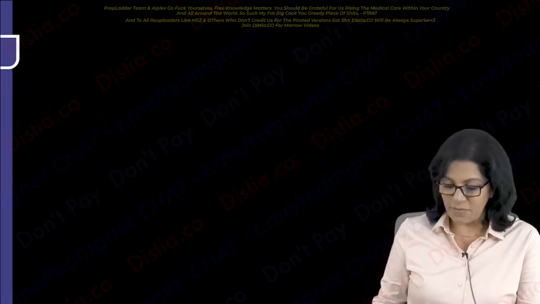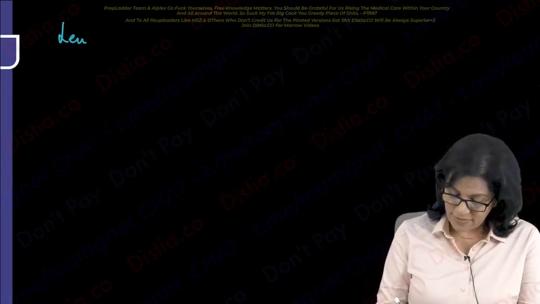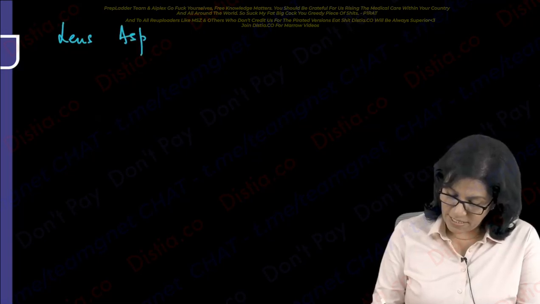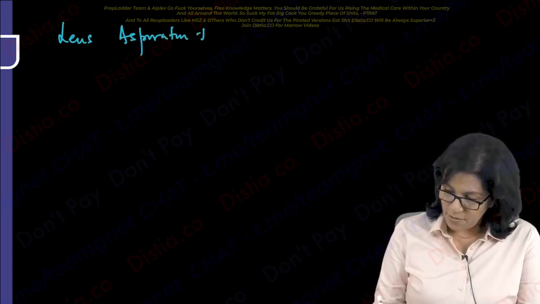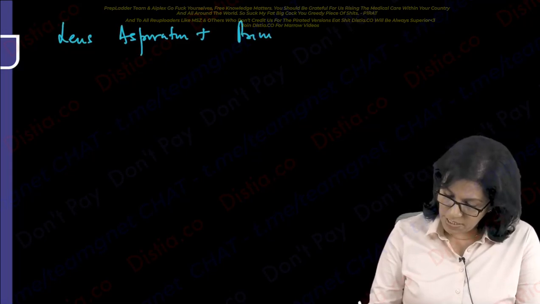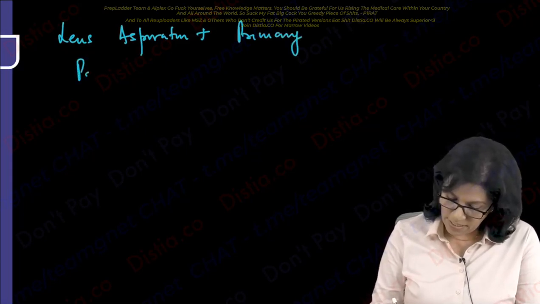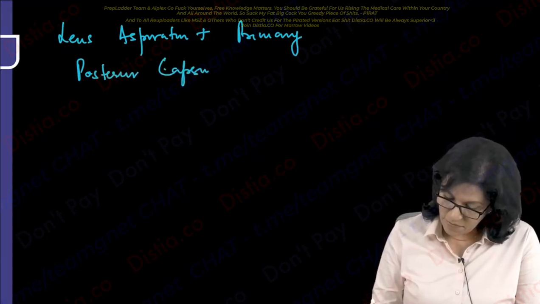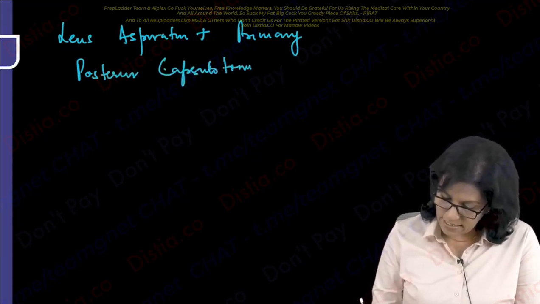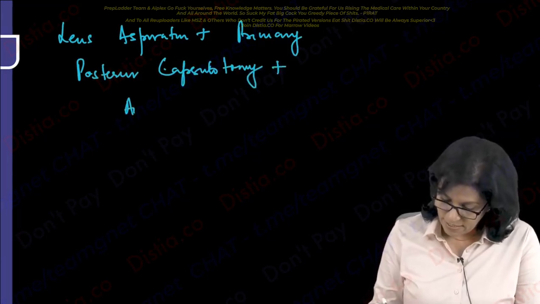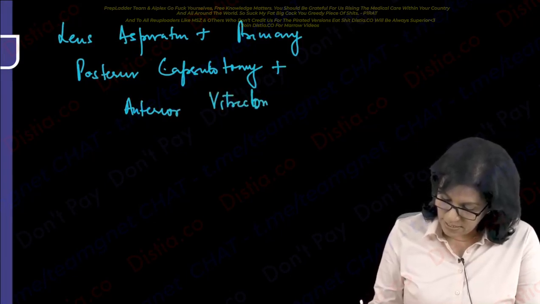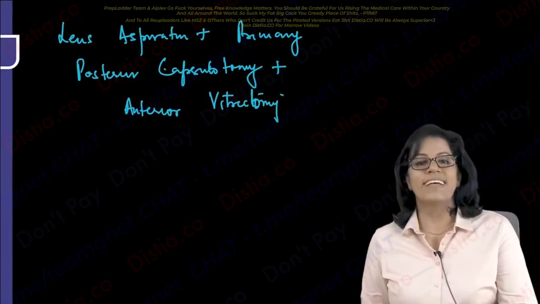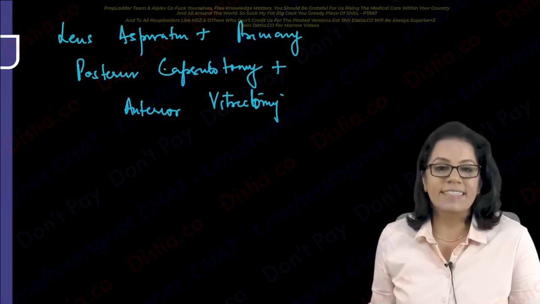So now what is the treatment of choice? Your answer will be lens aspiration with primary posterior capsulotomy, right, with anterior vitrectomy, okay. So this is the treatment of choice for congenital cataract, correct?